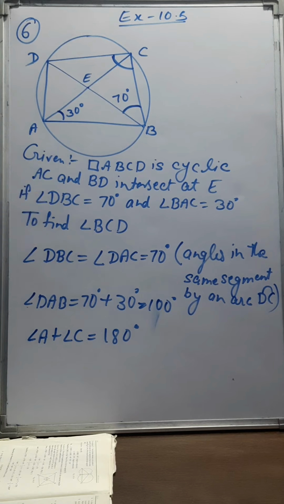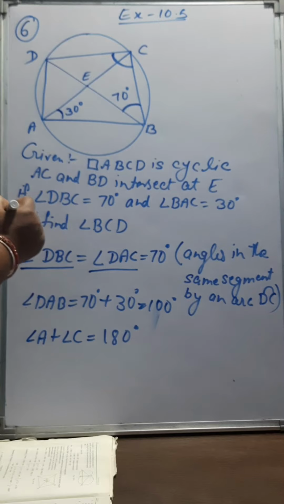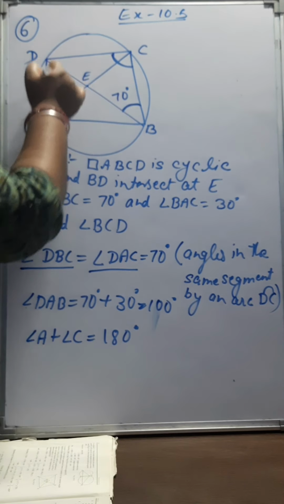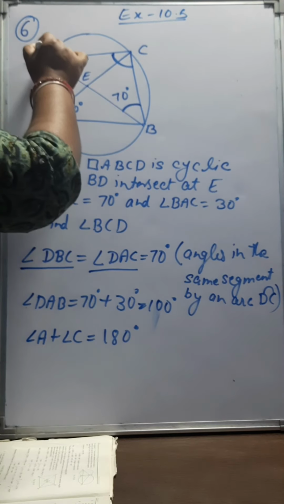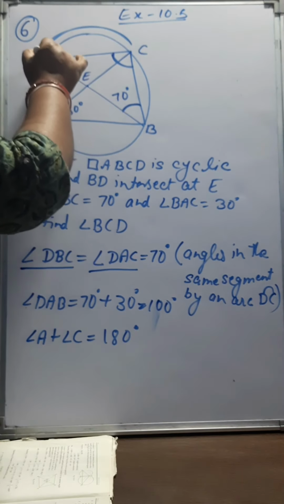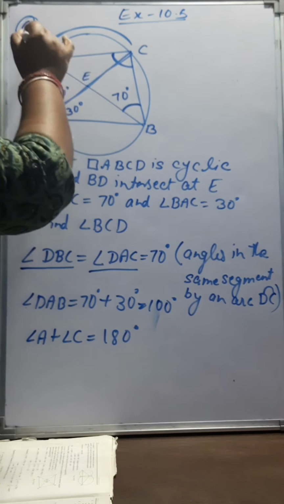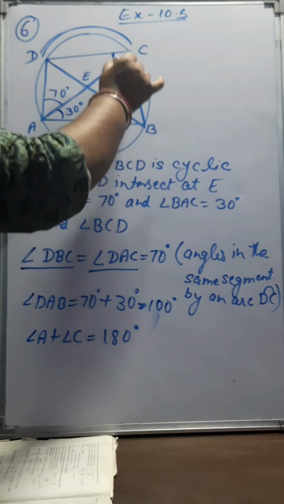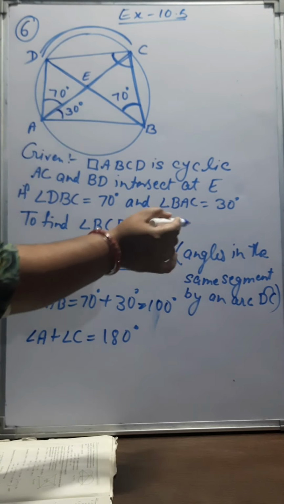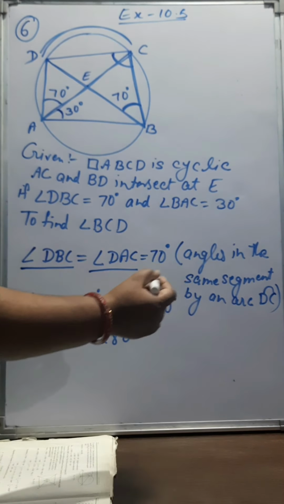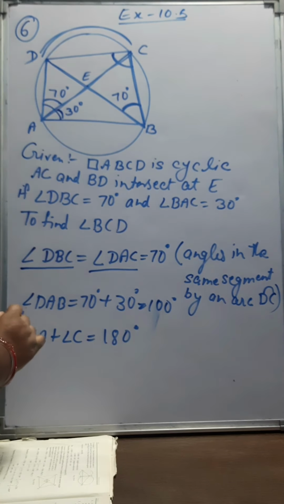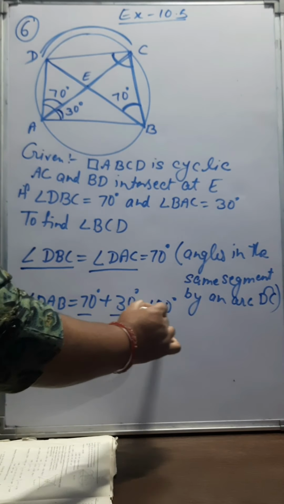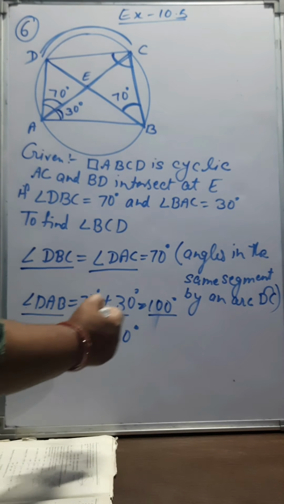So first we have written the given part. Now you see here properly. Angle DBC is equal to angle DAC. This angle will also be 70 degrees. The reason is that arc DC makes angle DAC and the same arc makes angle DBC, so both angles will be 70 degrees. Here I wrote the reason: angles in the same segment by an arc DC. So angle DAB is equal to 70 plus 30, which is 100 degrees.